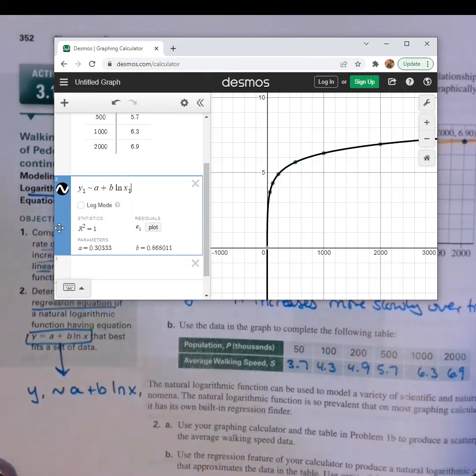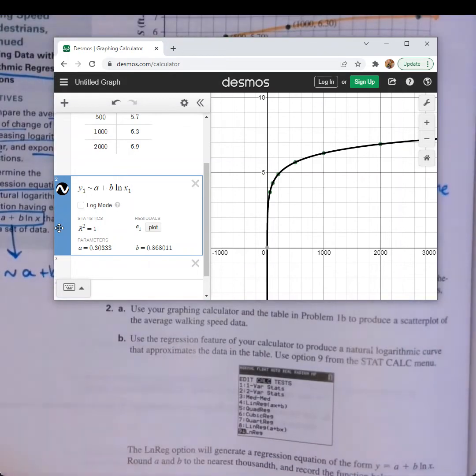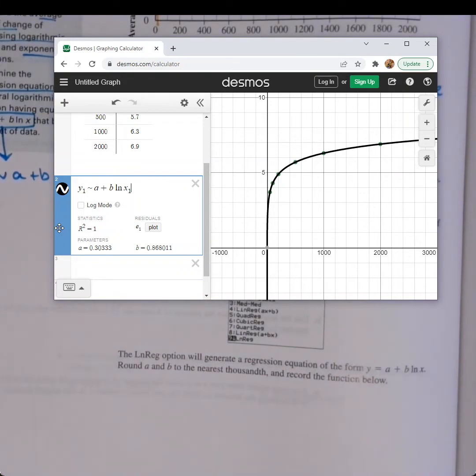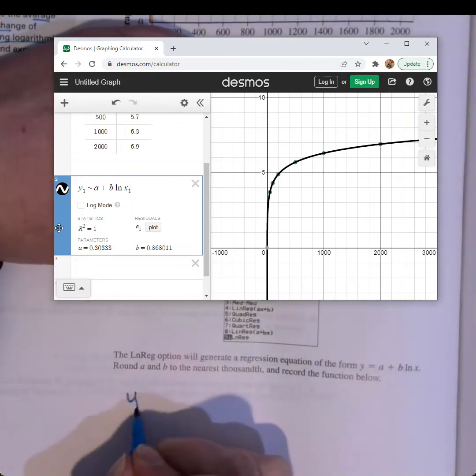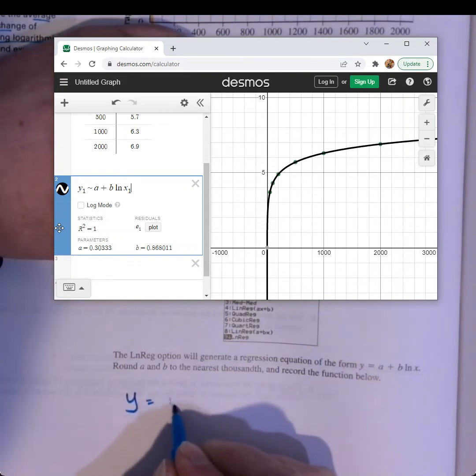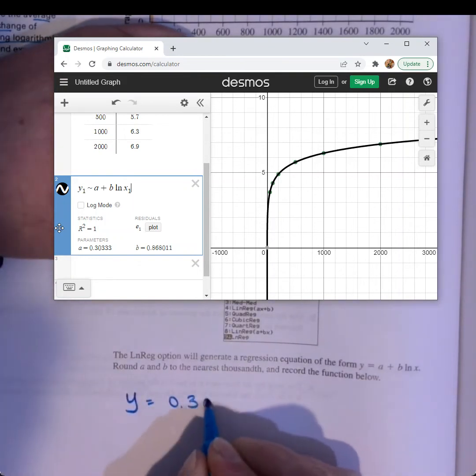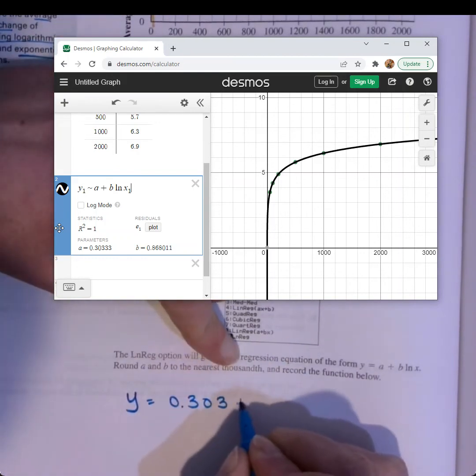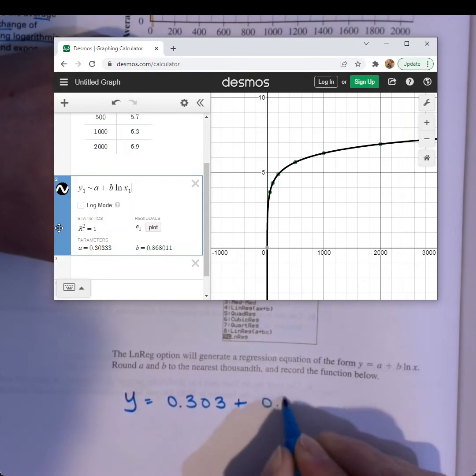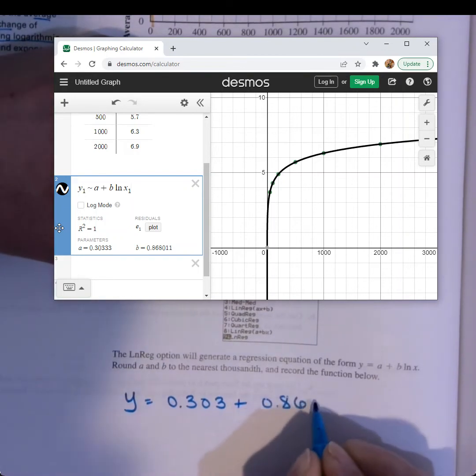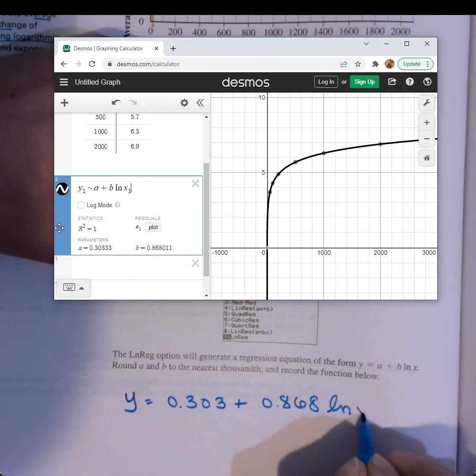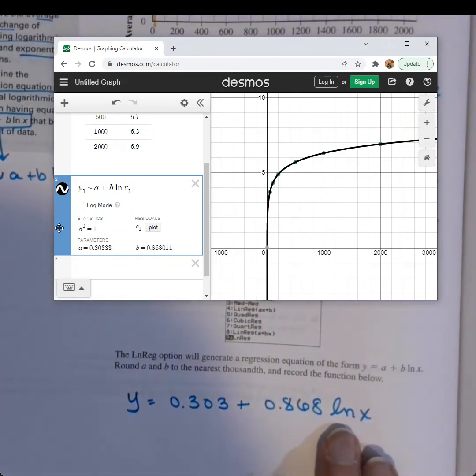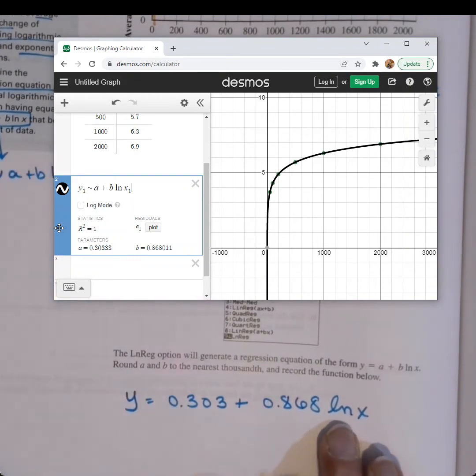Okay. They would like us to record our function down here. So I'm going to write it down with our parameters. So y equals, the a parameter is 0.303. They said round to the nearest thousandth, which means 3 places, plus 0.868 natural log of x.